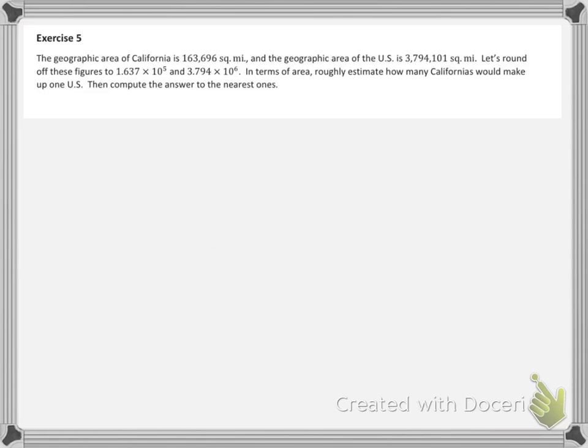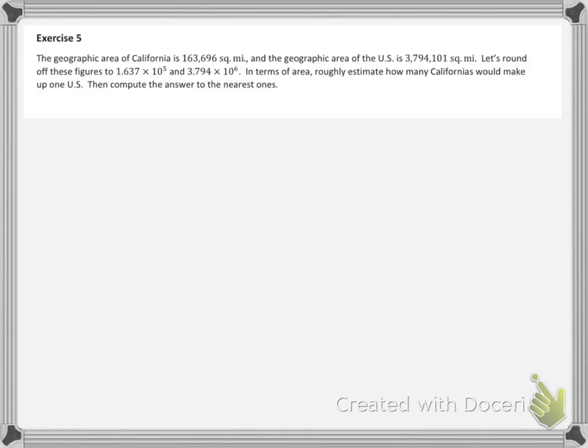Exercise 5. The geographic area of California is 163,696 square miles, and the geographic area of the U.S. is 3,794,101 square miles. Let's round off these figures to the following scientific notations. In terms of area, roughly estimate how many Californias would make up one U.S., and then compute the answer to the nearest ones.